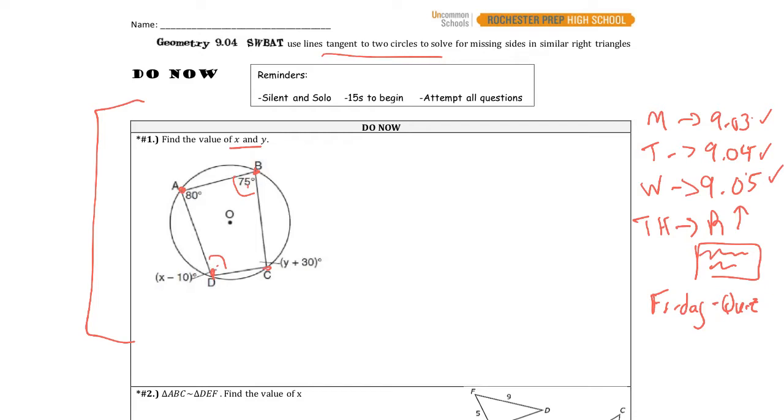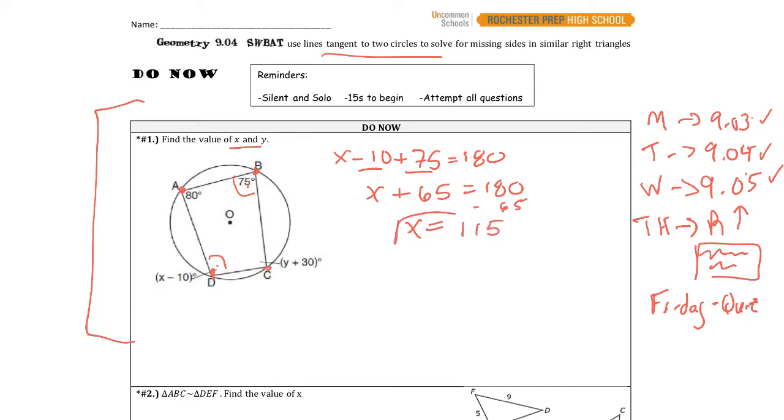So we get X minus 10, angle D, plus angle B would have to add up to 180. So I could use this equation to solve for X. So negative 10 and 75 are like terms, so plus 65 equals 180. Then we're going to subtract 65 from both sides. And we'll get 115 for X. So that is X. So this angle here, angle D, is X minus 10. So that's 105. And 105 plus 75 equals 180. So we know we did that correctly.